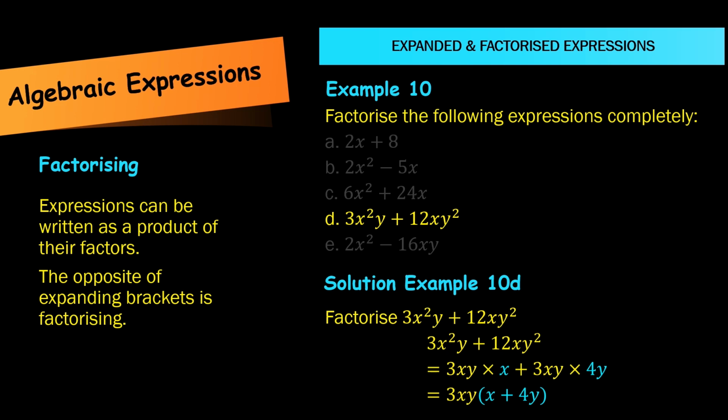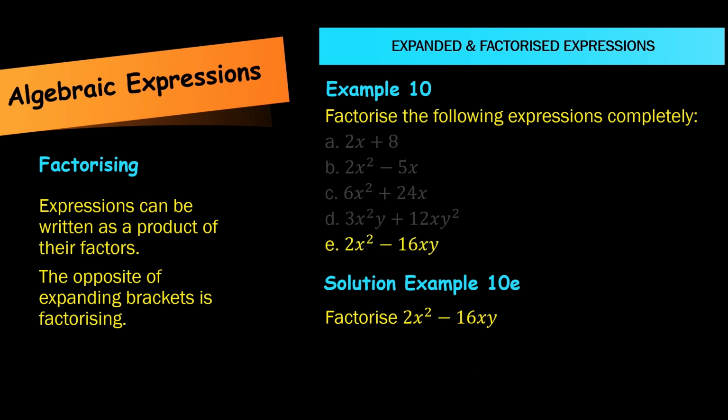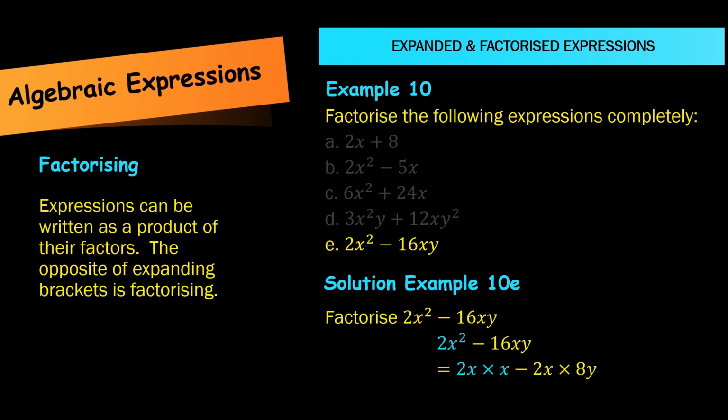Let's finally factorise the expression in part E. Again, we consider each term separately and position the factor which is common to both terms towards the front of each term. So 2x squared is as shown, and minus 16xy is as shown. You can see that 2 and 8 have been highlighted as 2 times 8 is 16. So we position the 2x outside the brackets and the rest inside.